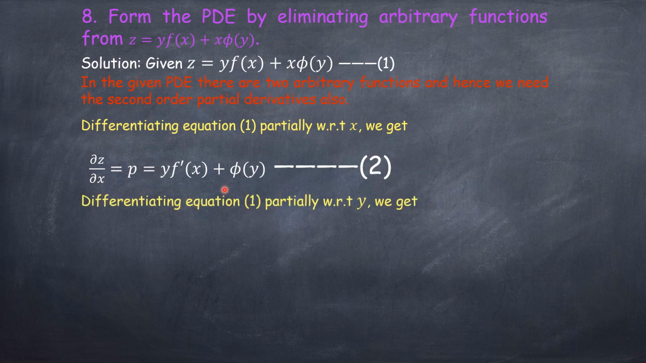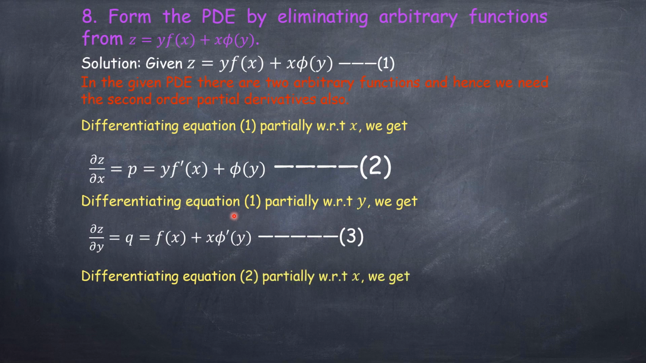Differentiating 1 partially with respect to y, we get dou z by dou y, that is q, is equal to f of x plus x into phi dash of y. With respect to y, x is a constant, keep it as it is. Phi becomes phi dash. In the first function, f of x is a constant, keep it as it is. The differentiation of y becomes 1.